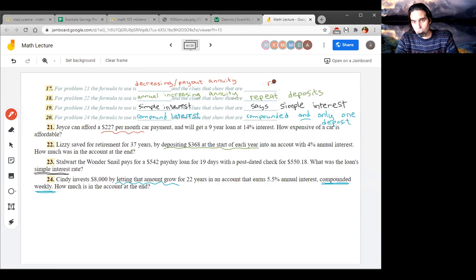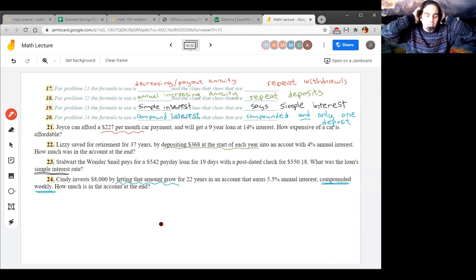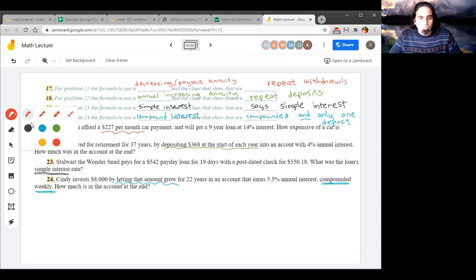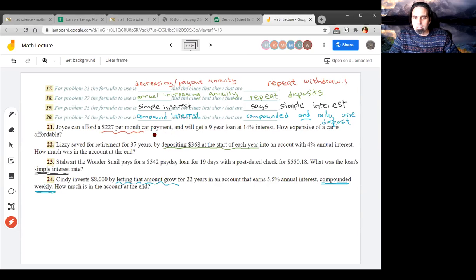And it has repeat withdrawals. The repeat withdrawals might seem a little funky to think about it that way. We're used to thinking about our car payments as payments, not withdrawals. But imagine from the point of view of the loan itself. It's like, oh, stuff is coming out of me. From the perspective of the loan, money is being taken away.